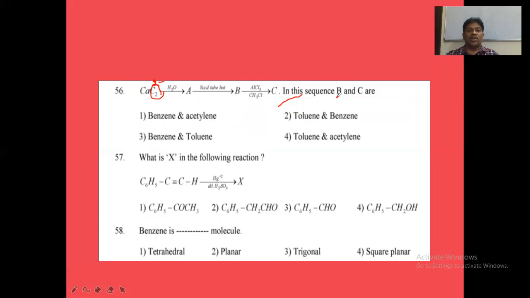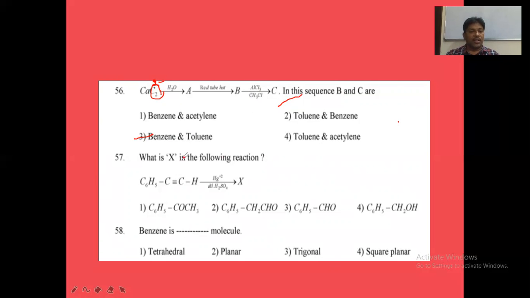So here B is benzene, and C is toluene. Toluene means C6H5 bond CH3. So C6H5 bond CH3 is called toluene. Okay. So like this benzene and toluene will be formed here. And this reaction is Friedel-Crafts alkylation. Here a methyl group is substituted, so it is called methylation, we say.